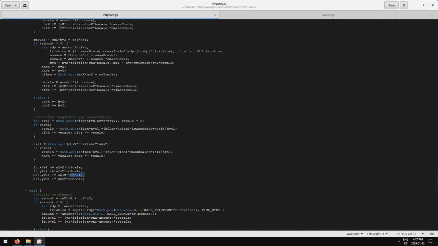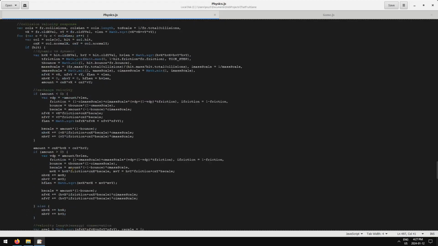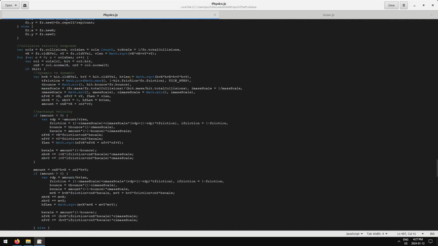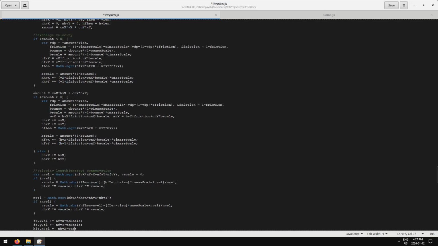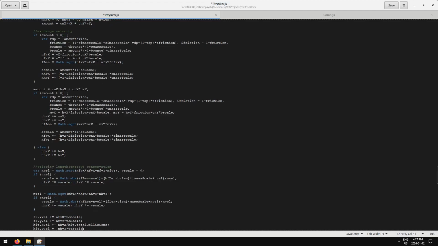And I actually just realized a bug. This hit velocity shouldn't be scaled by this total collision scale. It should be scaled by the hit total collision scale. Like this. And this is the other good reason you go over and you explain your code. This is essentially rubber duck debugging. Can you guys quack for me?